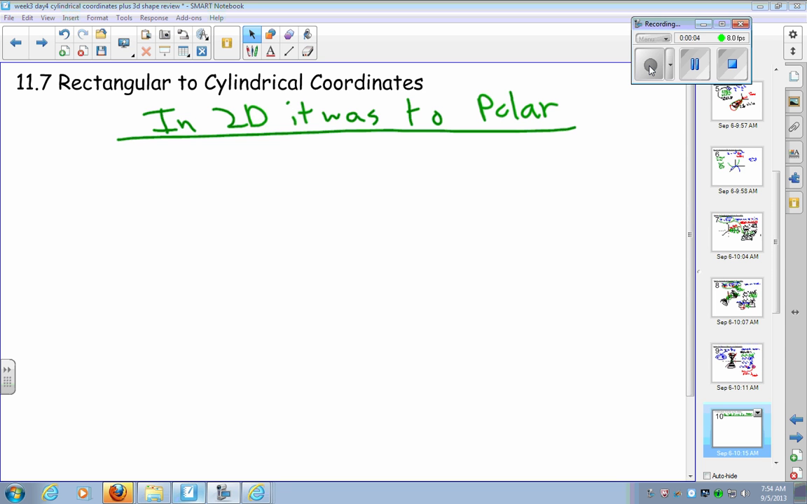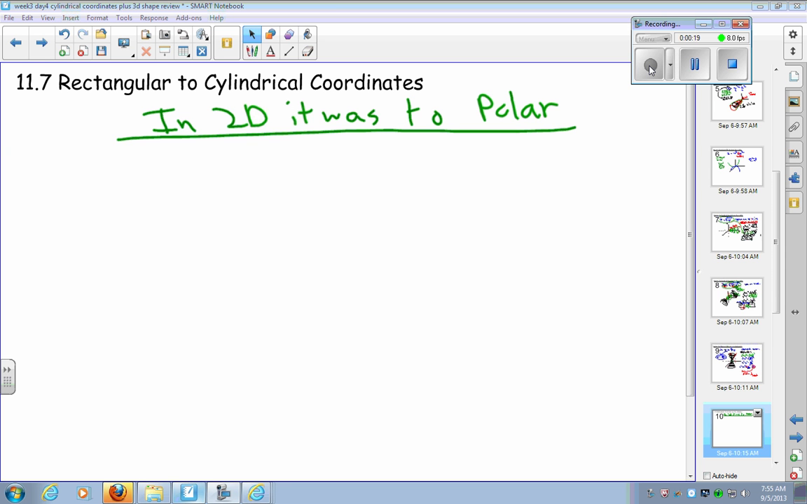So 11.7, it's going to be a 2-day event again. First day, we're going to work with changing rectangular to cylindrical coordinates. Tomorrow you're going to do rectangular to spherical coordinates, okay?